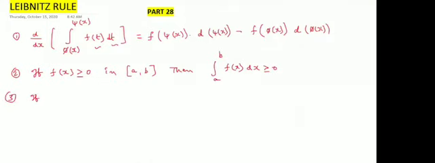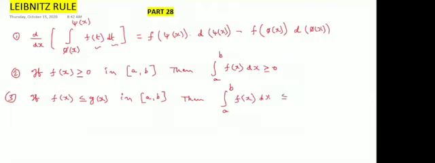Now, one more property, the third. If f of x is less than or equal to g of x in the closed interval a comma b, this is theoretical. Now, how to write? Integration a to b f of x dx is less than or equal to integration a to b g of x dx. This is an inequality, another property. Okay, students.